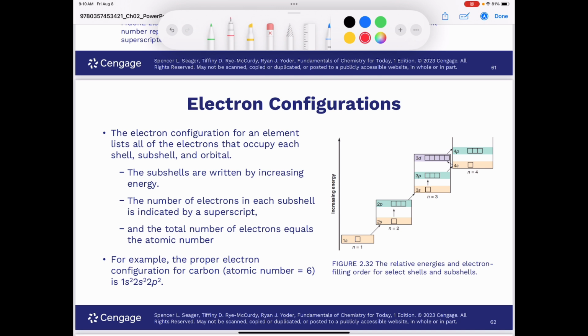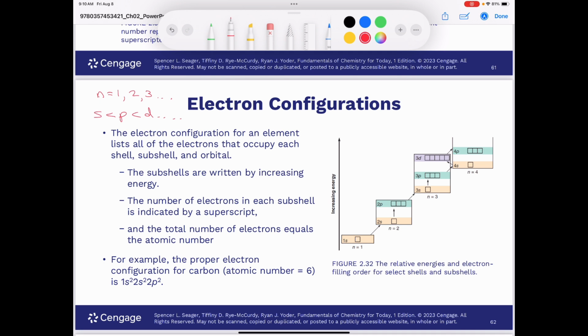So subshells are written by increasing energy. So like I said, we go from n is equal to 1 to 2 to 3. Then we have s as lowest energy, followed by p, followed by d, etc. And the number of electrons in each subshell is indicated by a superscript.